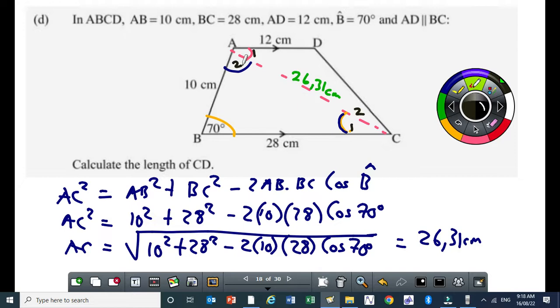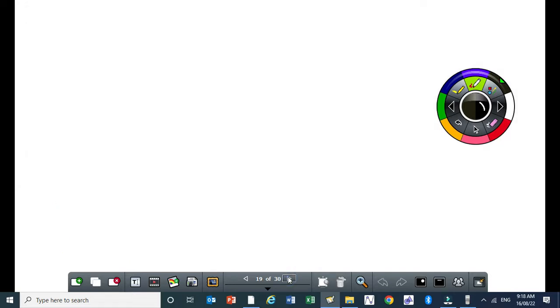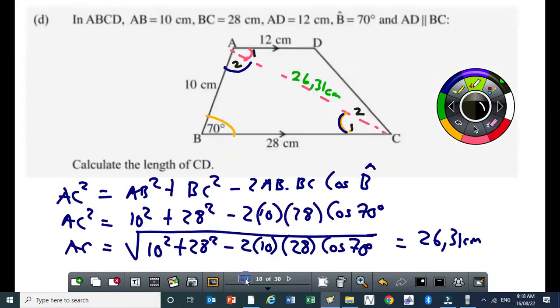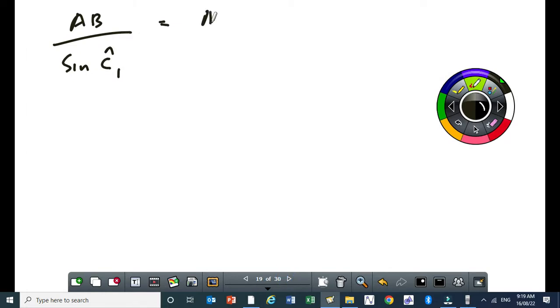So AB over sine of angle C1. I'm being very specific. I'm using the sine rule. Why am I using the sine rule? Because I know this length and that length, and I also know this angle here. This angle is opposite the given length, which I calculated, and AB is opposite the angle that I want to calculate. Therefore, I can use the sine rule. The next ratio: AC over sine B.